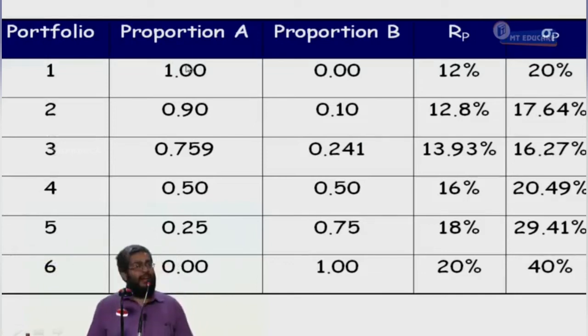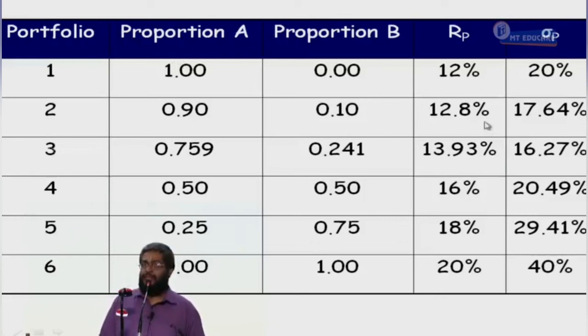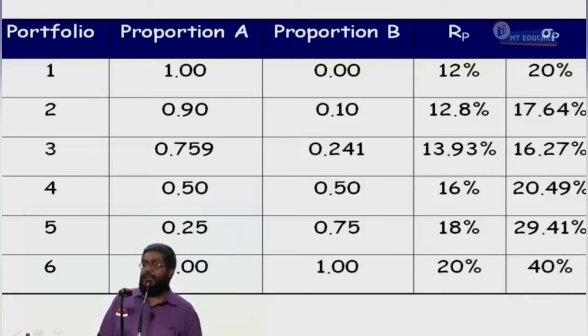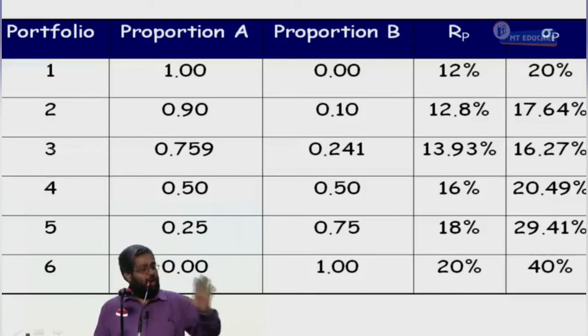See, I invest only in security A. What is the return of that security? 12%. What is the risk of that security? 20%. That is a standard deviation. So, it is not a portfolio, it is a single security investment. Now come to the last point. If I invest the money only in security B, portfolio 6, what is the return of that security? 20%. What is the risk of that security? 40%. In between I have combinations, right or not?